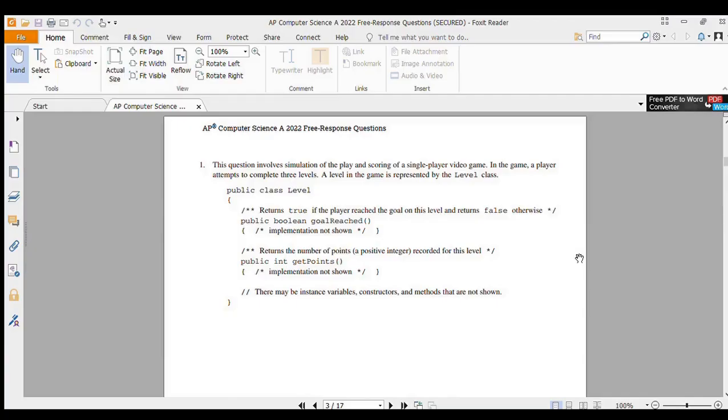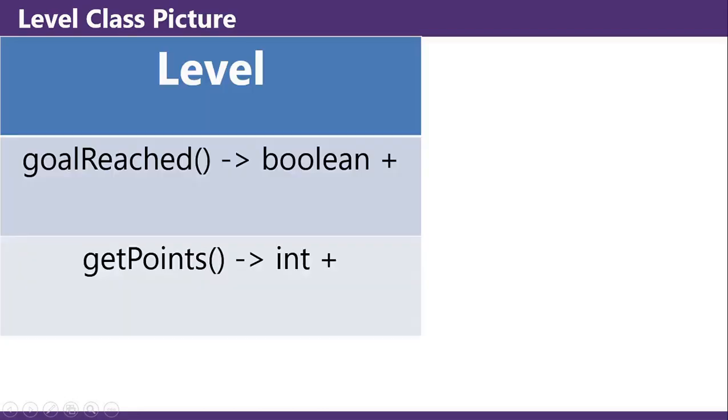For the first part of question 1, we're looking at the Level class. It has a Boolean method, goalReached, and it has an integer method, getPoints. Both of them are public. For the Level class, you would draw this. Level at top, goalReached, arrow, Boolean plus, because it returns Boolean and it's public, and then getPoints, arrow, int plus, because it returns an int and it's public.